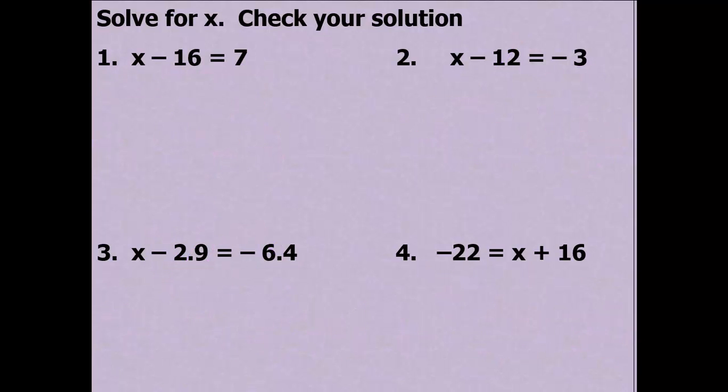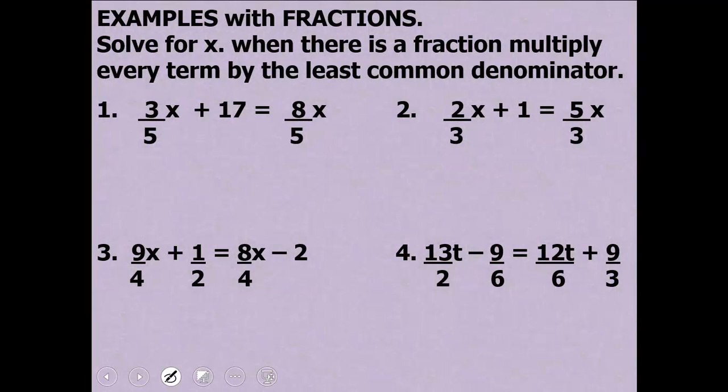Okay, here we go. They get harder. Now our equations are going to have fractions, and we're still solving for x. So my recommendation is whenever you have a fraction, multiply every single term by the lowest common denominator. Every term, that's the kicker. So let's see what this looks like.